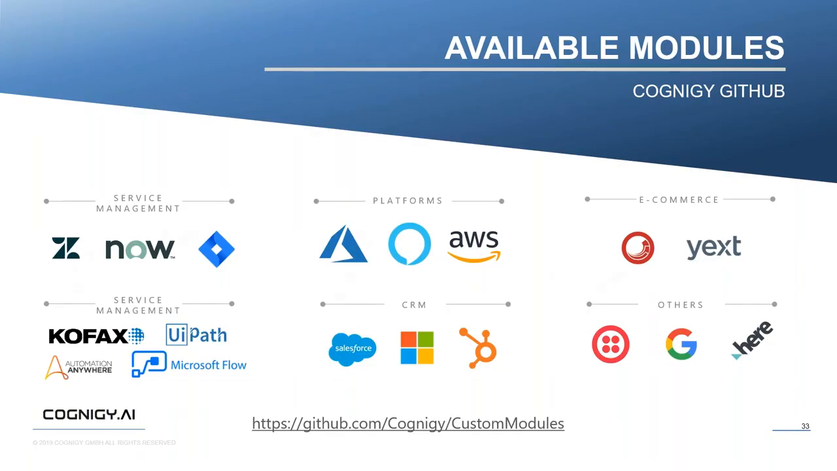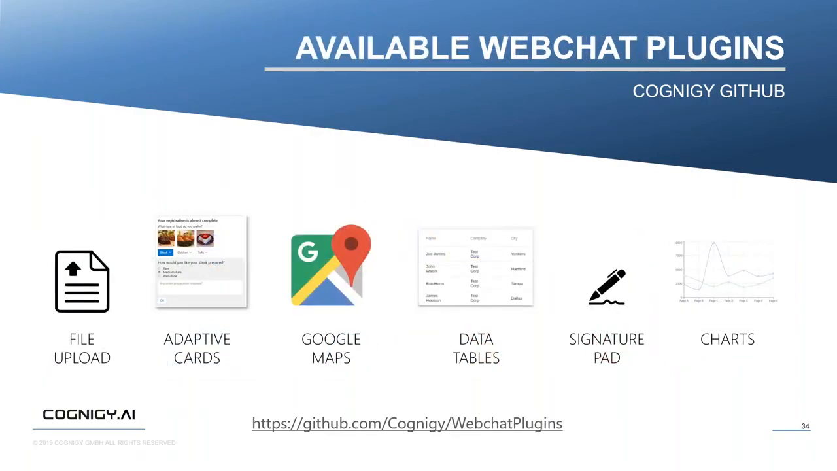Second up are the web chat plugins. So we also have those on our GitHub under github.com/Cognigy/web chat plugins. And there's a large number of plugins already available. For example, we have a file upload. Of course, we have one for adaptive cards, so you can use adaptive cards in our web chat. We have a Google Maps plugin, actually an amazing plugin also from a design perspective, that allows you to show Google Maps directly within the web chat view, fully touch enabled and everything.